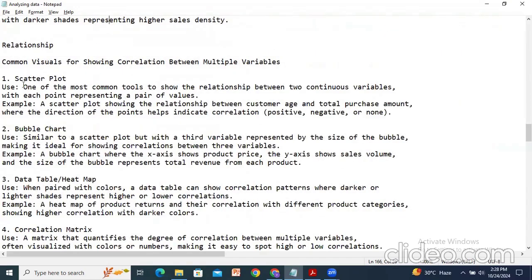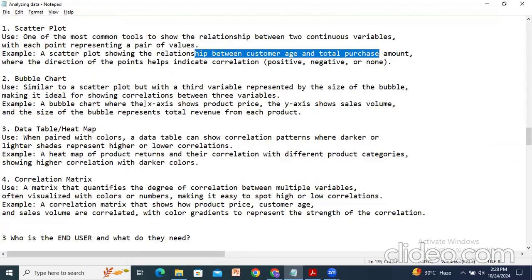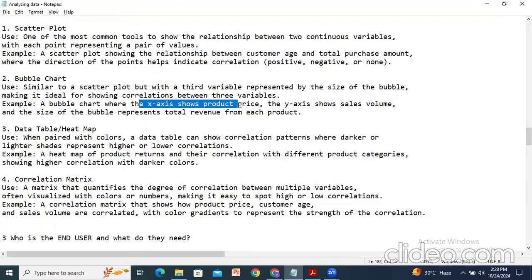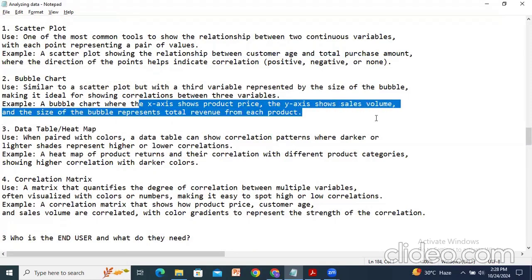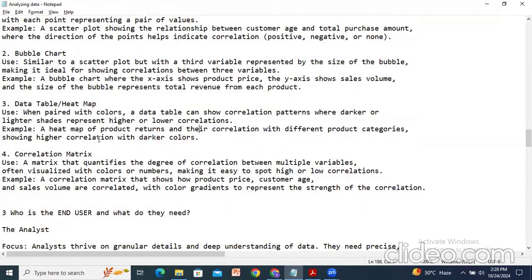Next, relationship. For relationship, I'll go with scatter plot. This scatter plot mainly shows the relationship between customer age and total purchase amount, like positive, negative, or none. Next, bubble chart. In a bubble chart, the x-axis shows the product price, the y-axis shows the sales volume, and the size of the bubble represents the total revenue. Next, data table or heat map, correlation matrix. Okay.